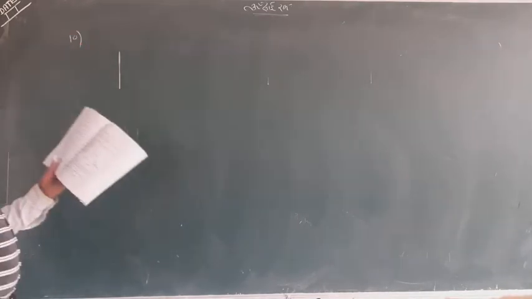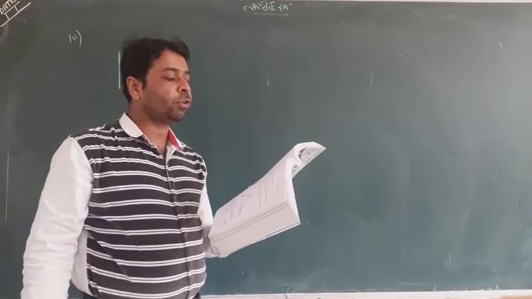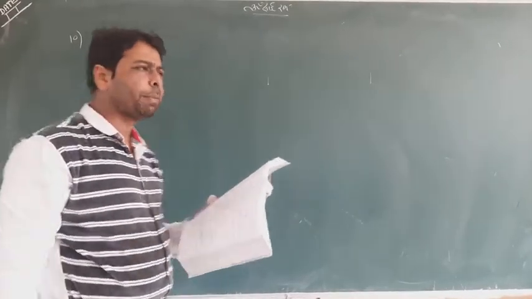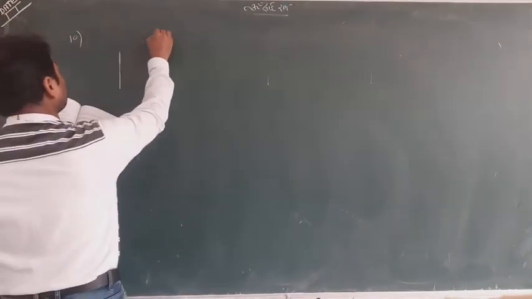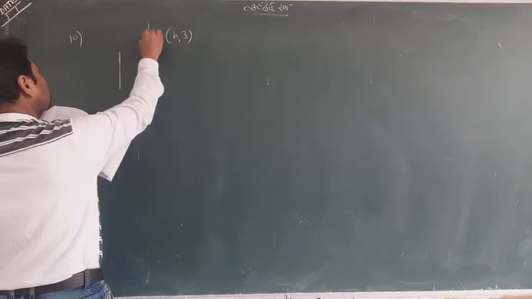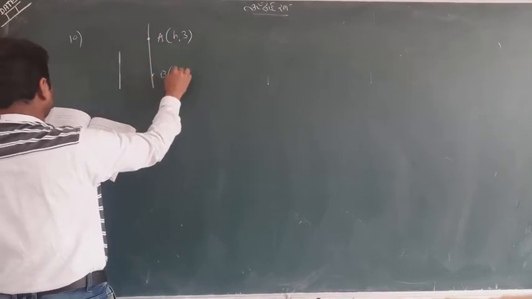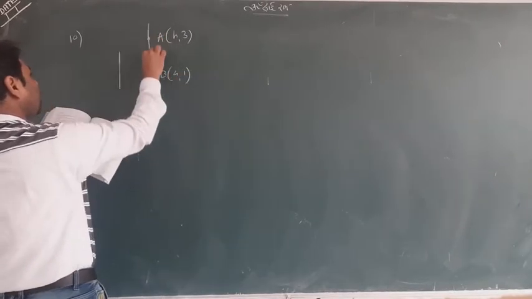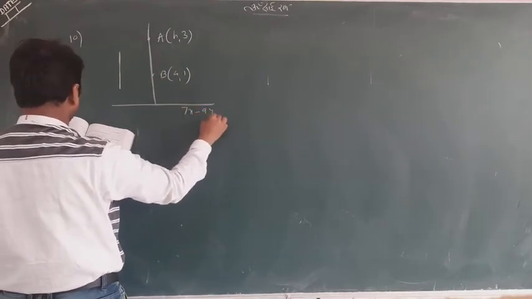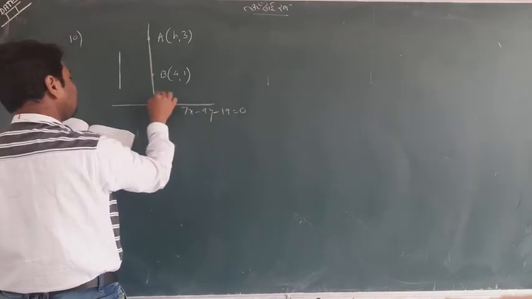Okay. Now I'll move on to question number 10. Question number 10 says, the line through the points (h, 3) and (4, 1) intersects the line at a right angle. Find the value of h. Very simple question it was. Suppose it is A. Try to understand. And the line passes from, suppose the second point is B (4, 1). The line passes from A and B, meets the line 7x minus 9y minus 19 at the right angle.